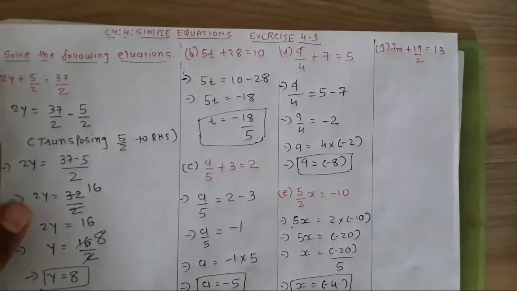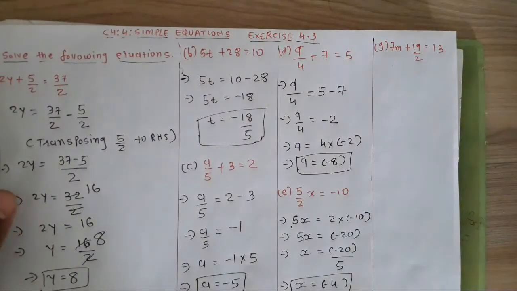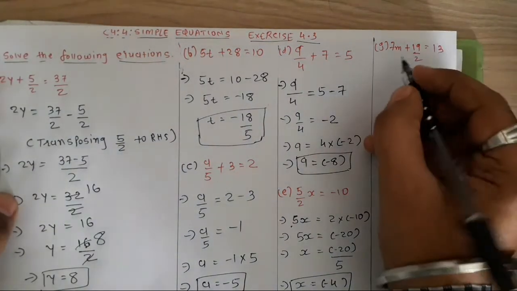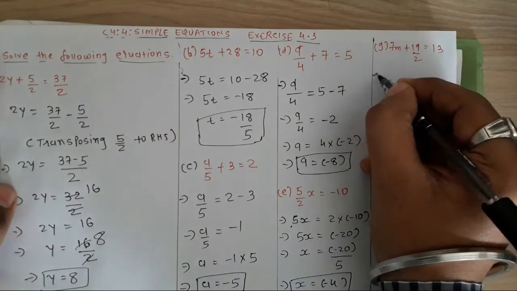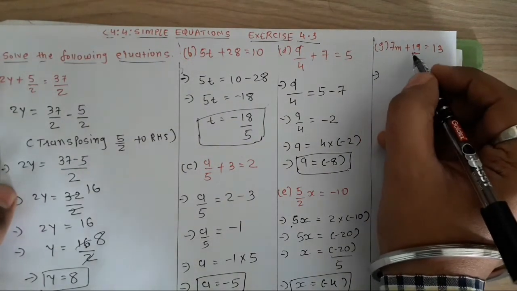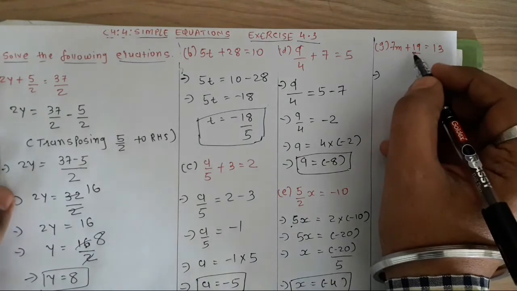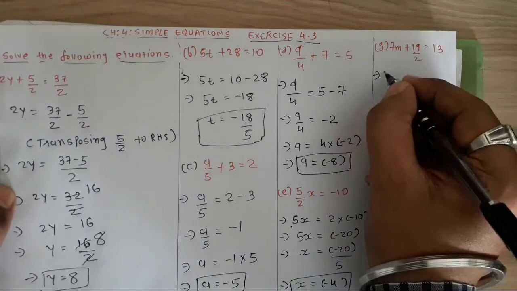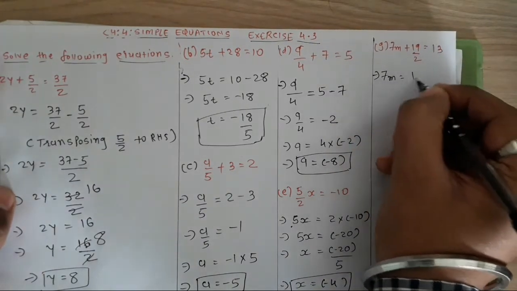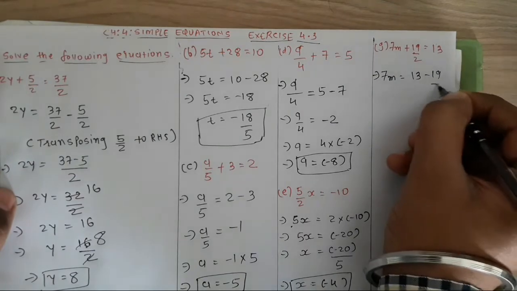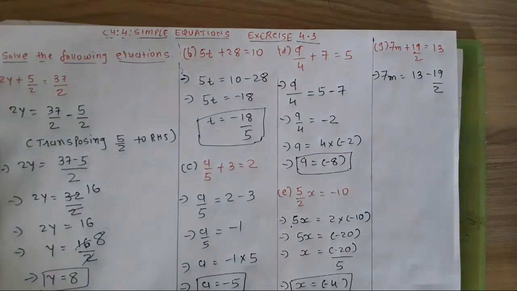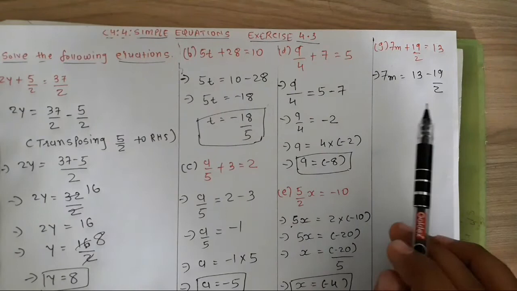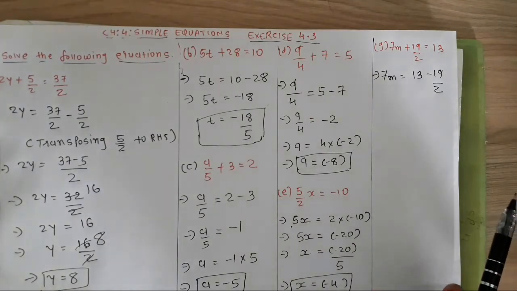Now the next one, 7m plus 19 divided by 2 is equal to 13. Now here the variable given is m. Now I have to find the value of m. So first of all, for that, here 7m plus 19 divided by 2, if I take this fraction to the other side, then the sign of this will be changed, so it will become 7m is equal to 13 minus 19 divided by 2. Now here 19 divided by 2 is given and 13 is only an integer, so I have to convert. The LCM is not the same, so first of all I have to take the LCM.